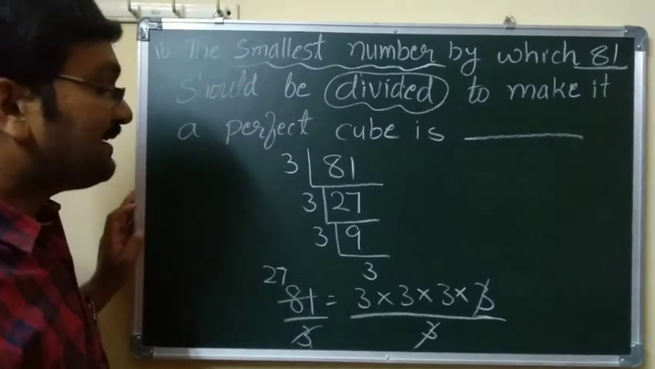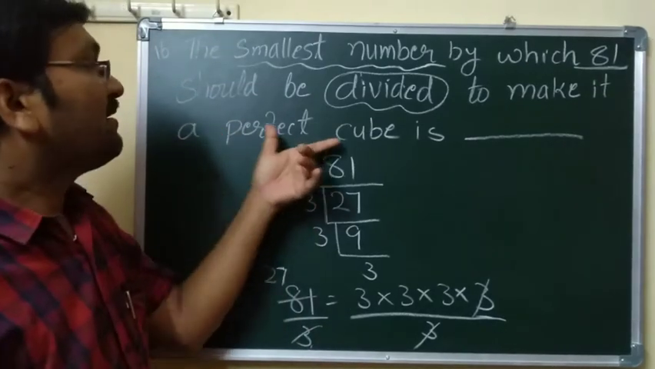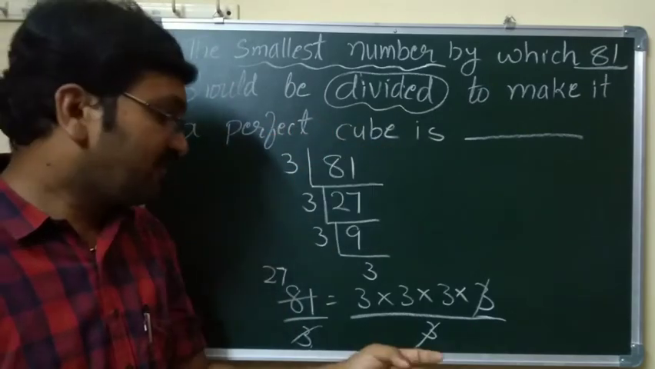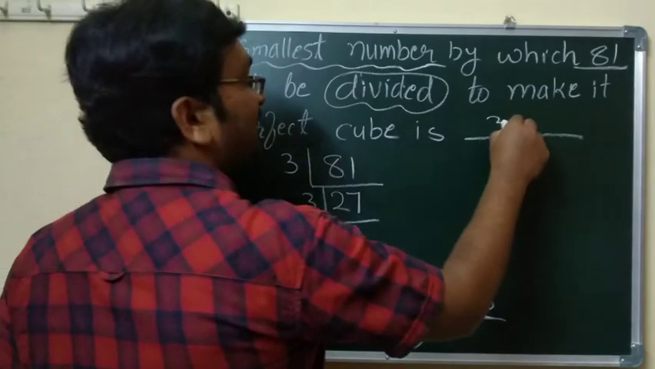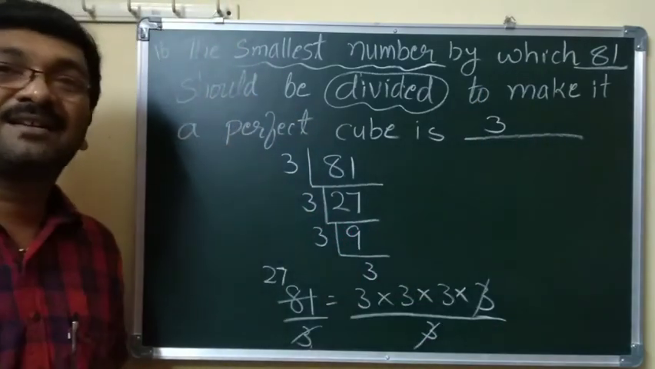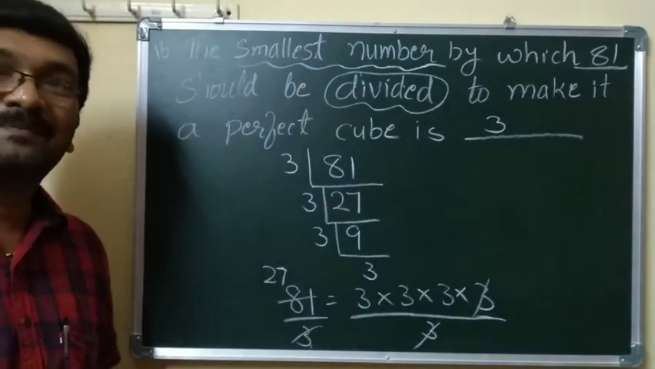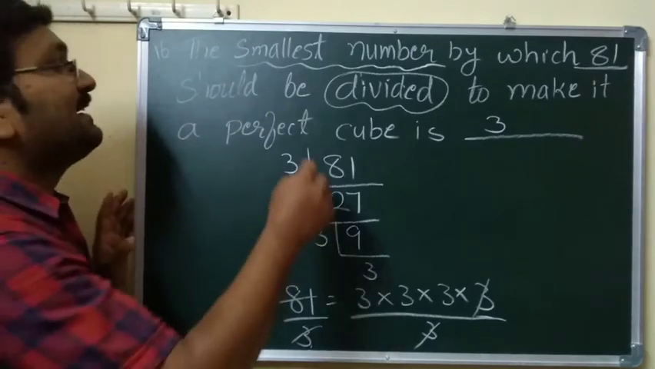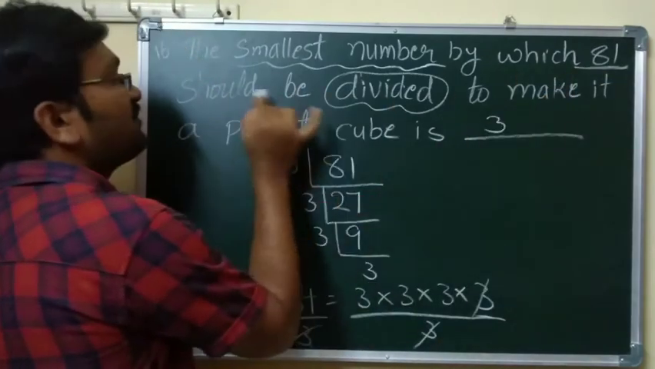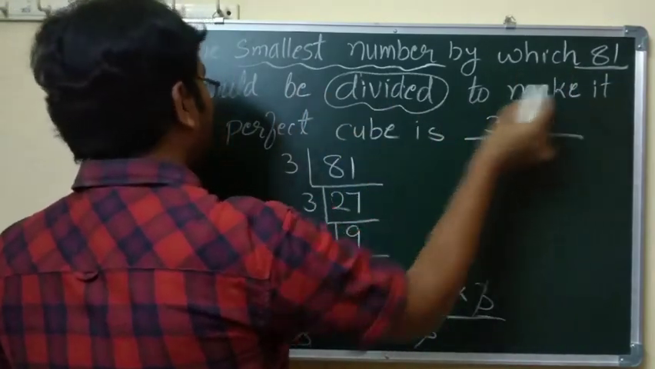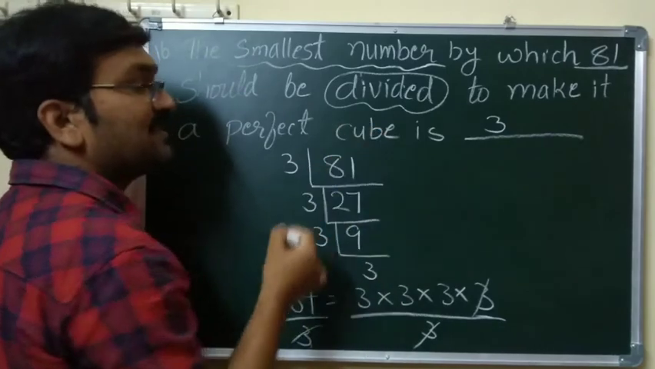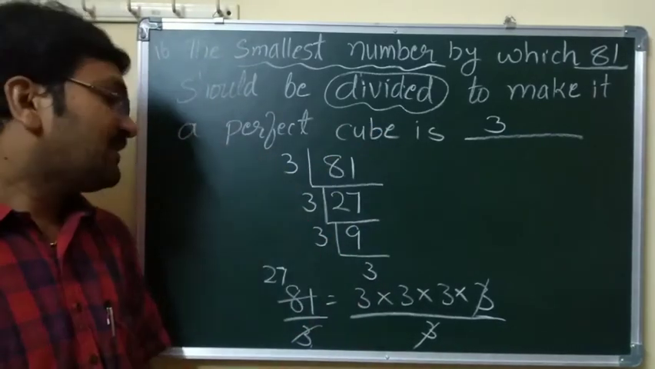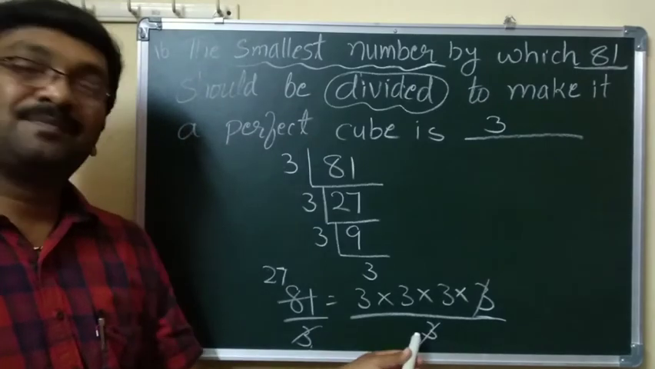Here, what is the needed answer? To make it a perfect cube, with what do we want to divide? With 3. If we divide with 3, then it will become a perfect cube. Perfect cube is what? 27. Some people will write this as the answer. No. They asked which number 81 should be divided by to make it a perfect cube, so that is 3. So here I applied it.